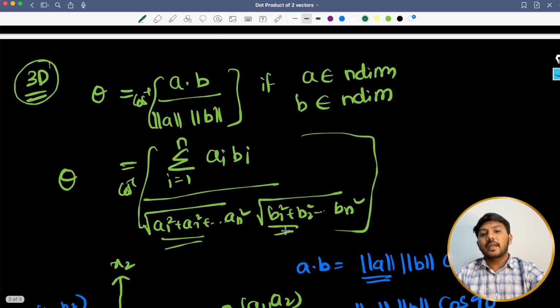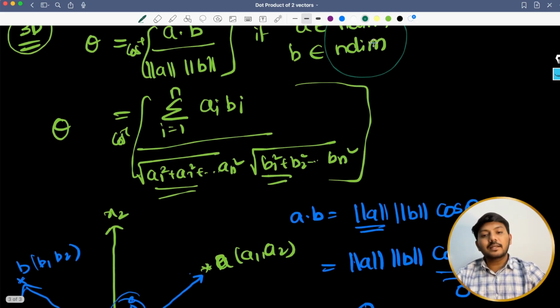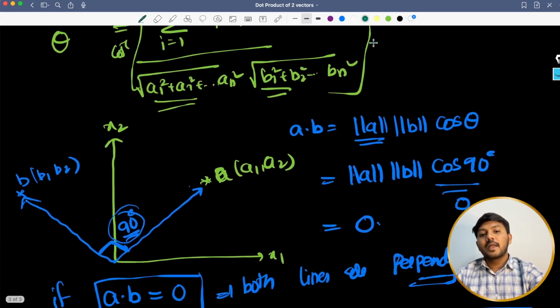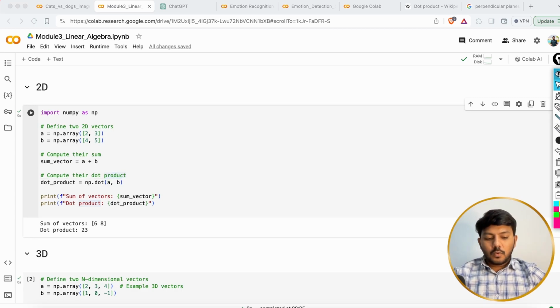And then we have generalized this for n-dimensional data as well. So this is how you will find the angle between the planes in n-dimensional data. And then we have also seen that if the angle is 90 degrees between given planes or lines, then their dot product value is always 0. Now let's go back to the coding examples and understand what is happening.